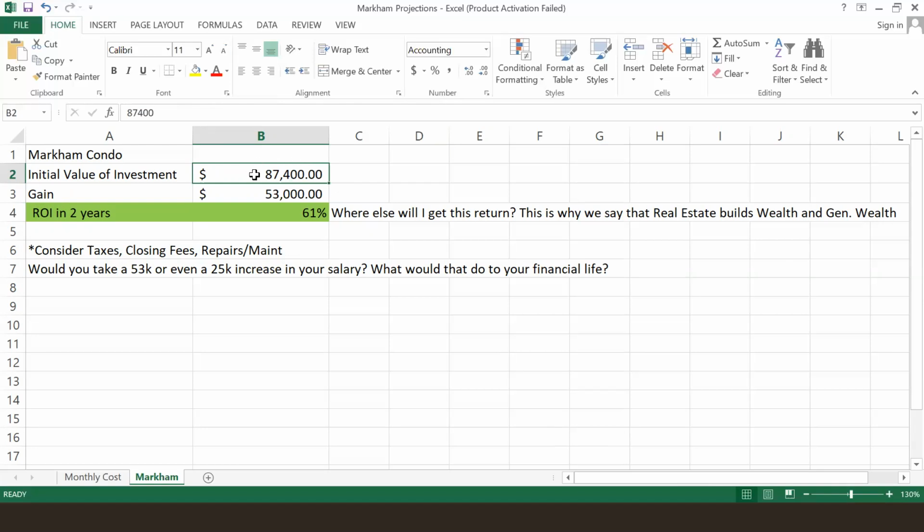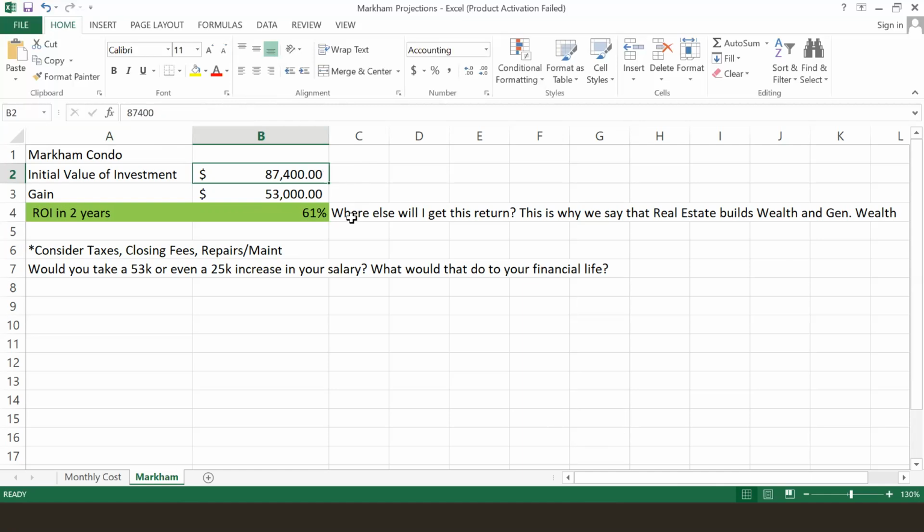Now, if I just take my personal investment and look at my ROI in 2 years, the gain on the property was $53,000. This is calculated by subtracting the current estimated value of $490,000 minus the purchase price, which is $437,000, so my gain was $53,000. Now, if I look at my ROI in just 2 years, my ROI was actually 61% because I only put in $87,400. I didn't buy it for $437,000.